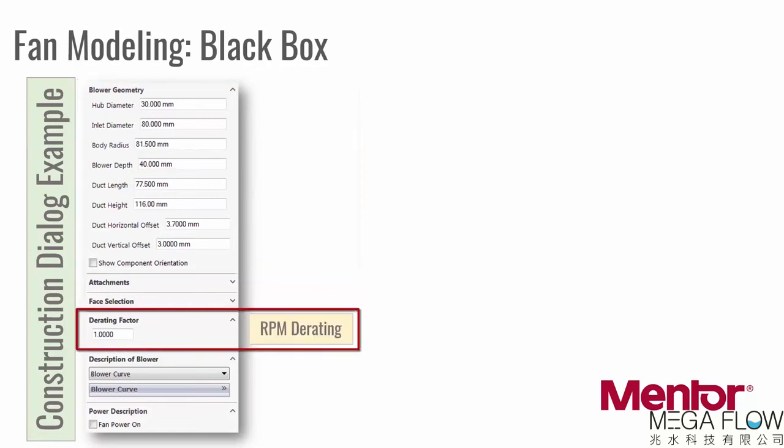The next area is fan derating, or RPM derating. I say RPM so we know I'm talking about angular velocity of the fan, realizing some prefer to work in radians per second. Fan derating is the ratio of the current RPM to the RPM that the fan curve is based on. This derating, combined with fan laws, will scale the performance of the fan.